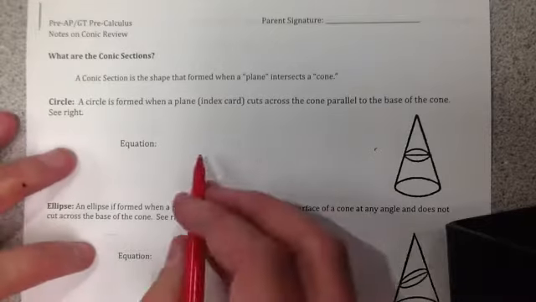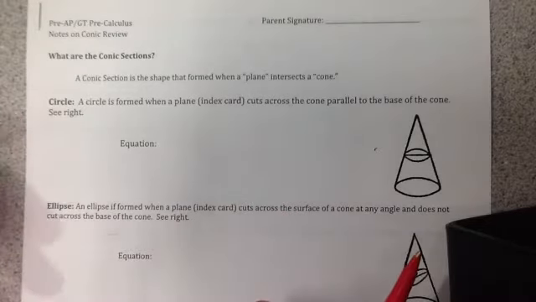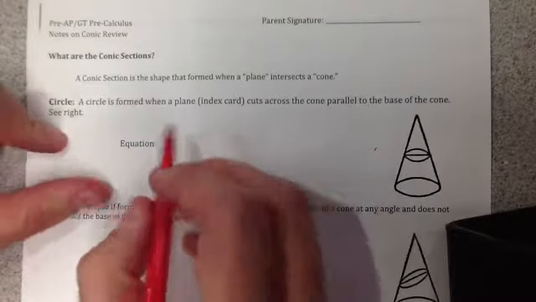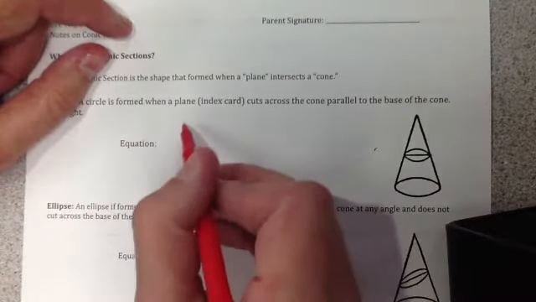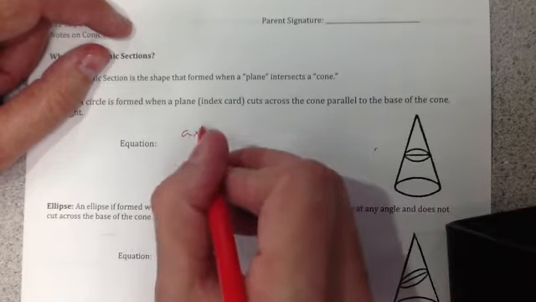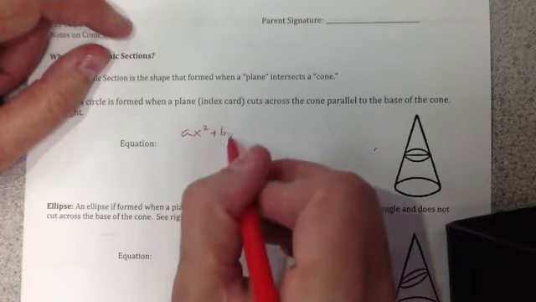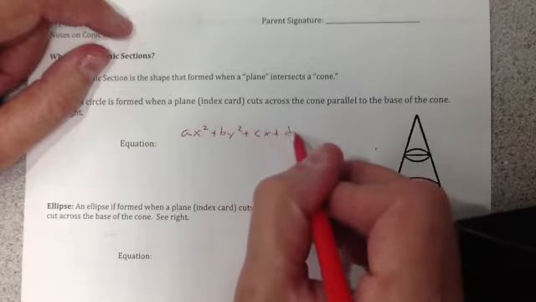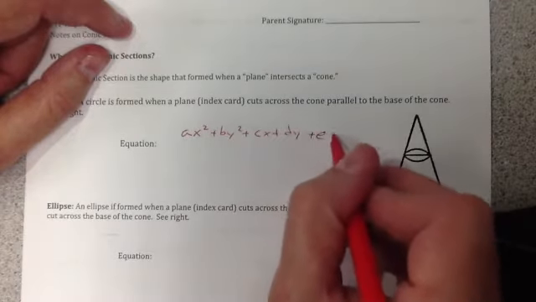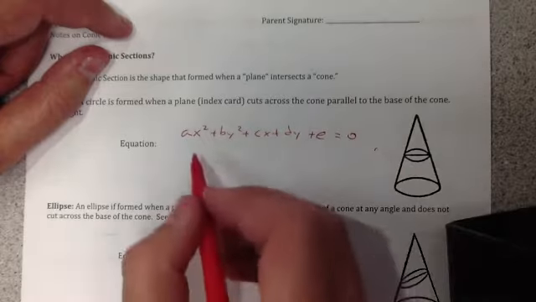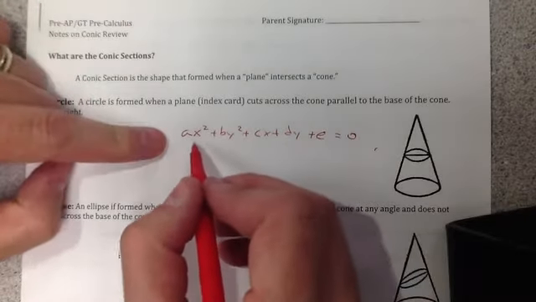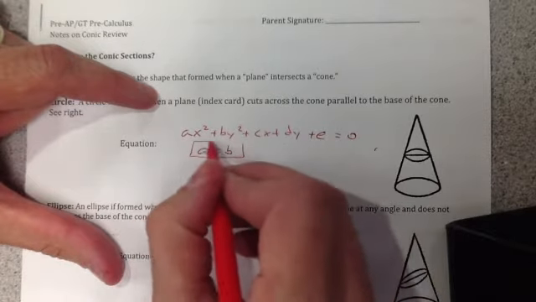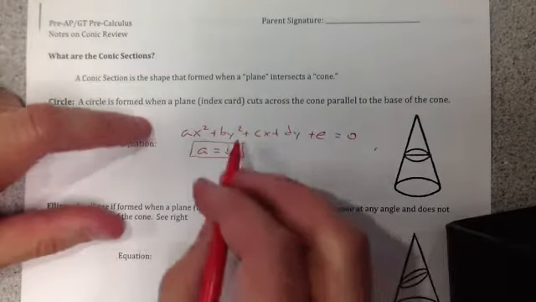It's like if you have an ice cream cone and it melts, you look straight down, you see a circle. The equation for a circle, matter of fact for all conics, looks like this: ax squared plus by squared plus cx plus dy plus e equal to 0. Now, for a circle, a equals b, and that's the important thing to remember. A and b are the same.